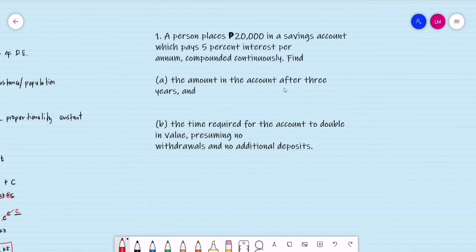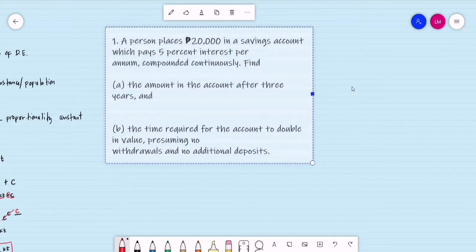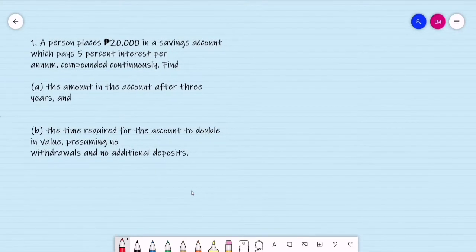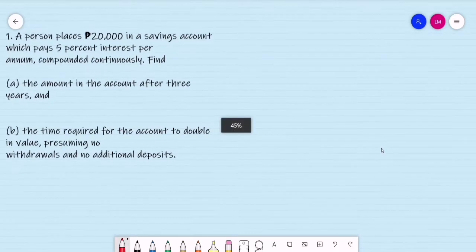Okay, so let's have this first example. A person places 20,000 pesos in a savings account which pays 5% interest per annum, compounded continuously. Find letter A, the amount in the account after 3 years, and letter B, the time required for the account to double in value, presuming no withdrawals and no additional deposits.